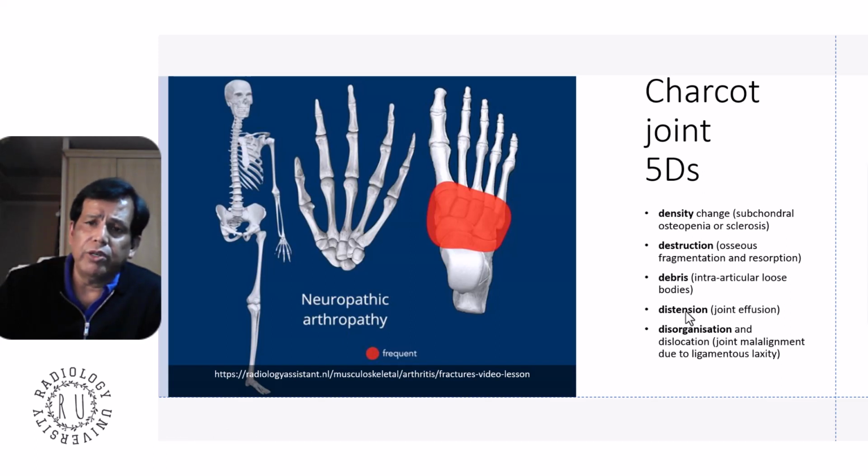You can get it in any other neuropathic conditions, like syringomyelia and all the stuff, when the patient doesn't feel what's going on, and chronically repeated insult of the joint leads to neuropathic arthropathy, called Charcot's. For exam purposes, it's very important to know the Charcot's presentation in 5 Ds.